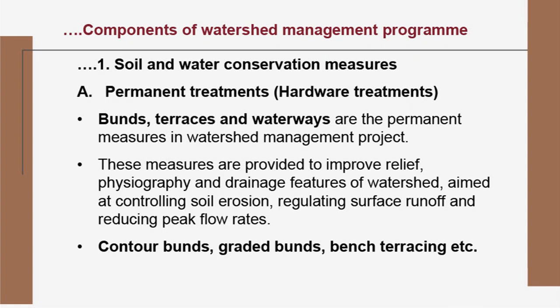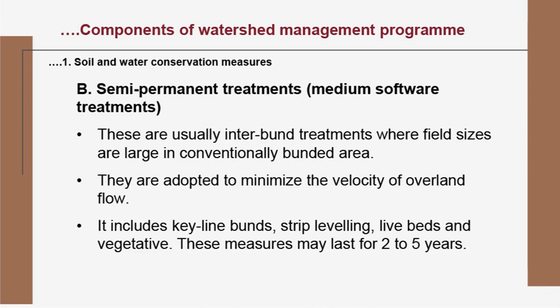So permanent treatment includes bunds, terraces, and waterways, which are the permanent measures in watershed management, and these measures are provided to improve relief, physiography, and drainage features of the watershed aimed at controlling soil erosion, regulating surface runoff, and reducing peak flow rates. And of course, contour bunds, graded bunds, and bench terracing can be made.